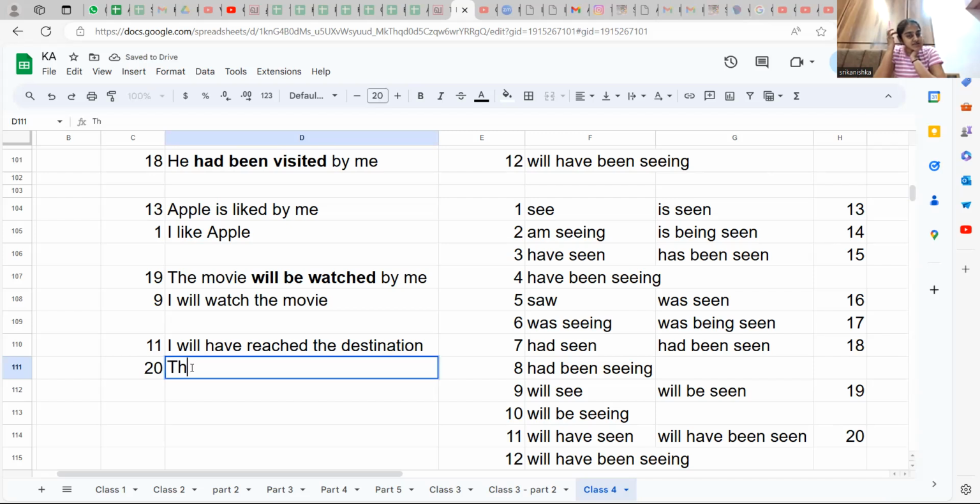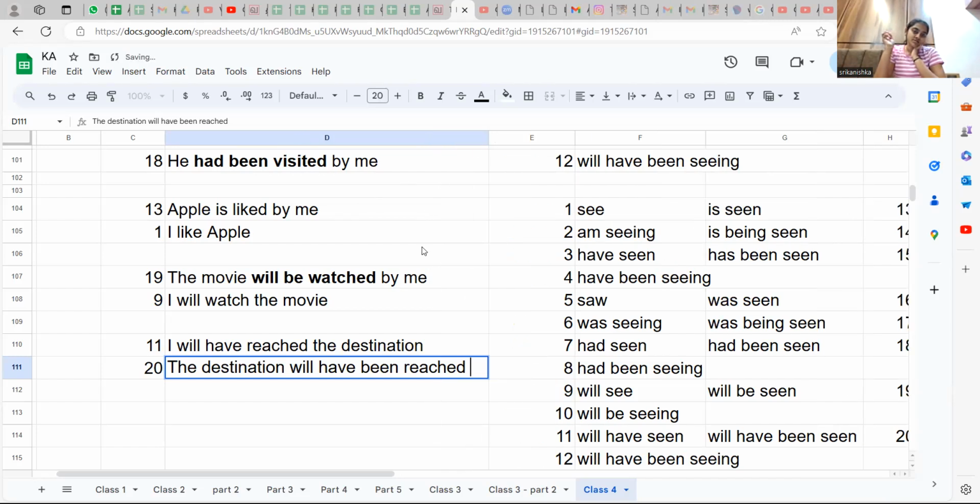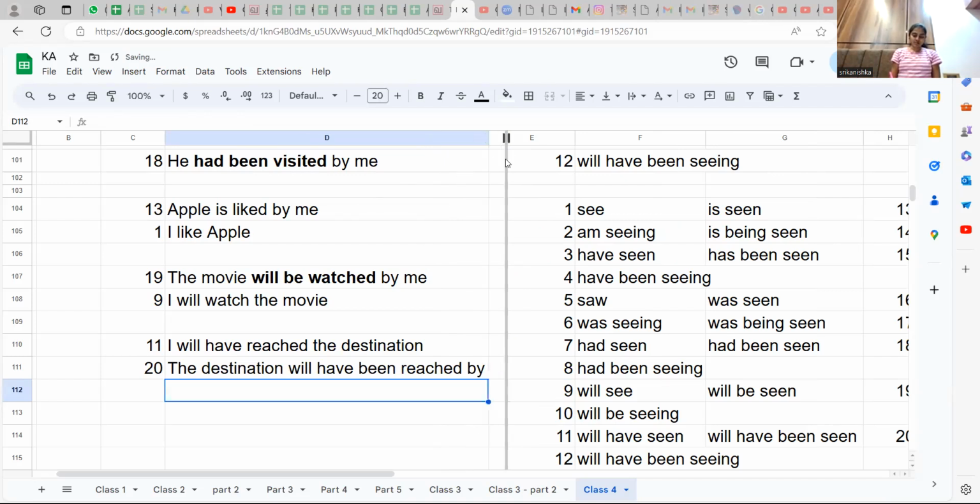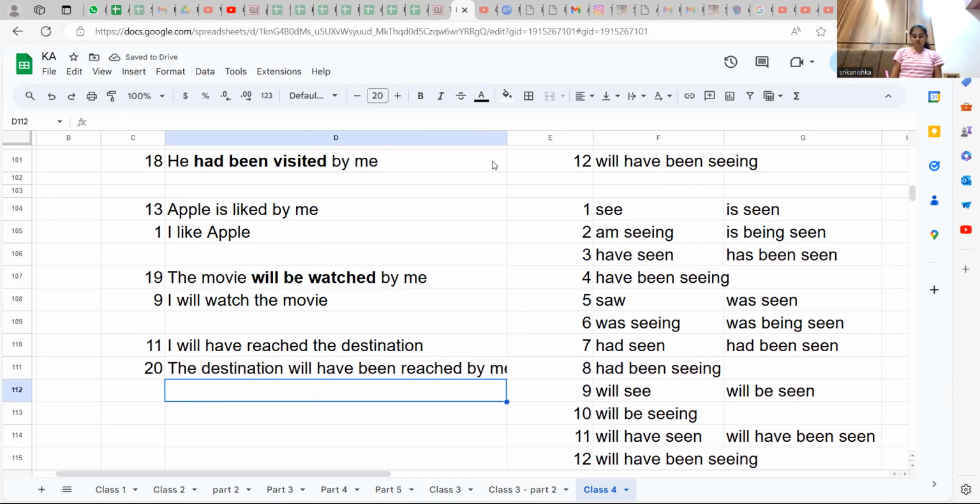The destination will have been reached by me. Oops. Very nice. Now you are able to get it. I'll make slight variations here. No, quickly note it down. Once you are ready, you tell me. I'm going to have a revision in a different way here. Okay. I have finished this. Very good.